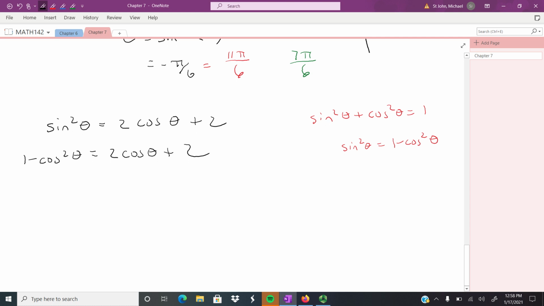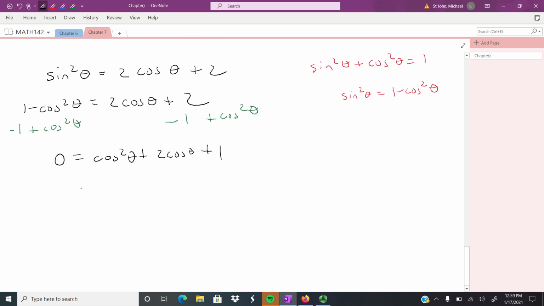And we now want to make that equal to 0. So I'm going to subtract the 1 and add cosine squared. So I get 0 is going to equal cosine squared theta plus 2 cosine theta plus 1. And this is now a quadratic, and it is factorable. And so this is going to be cosine theta plus 1 times cosine theta plus 1.